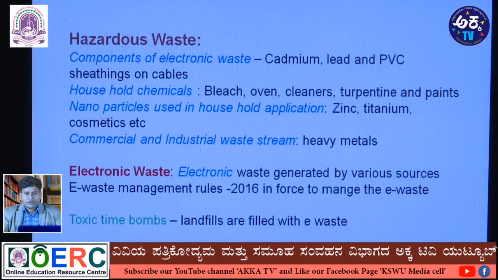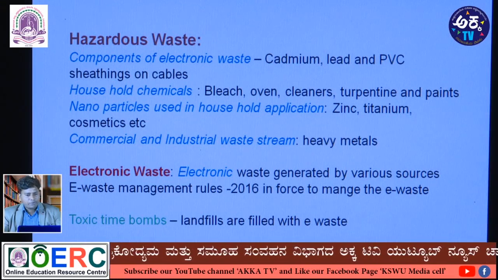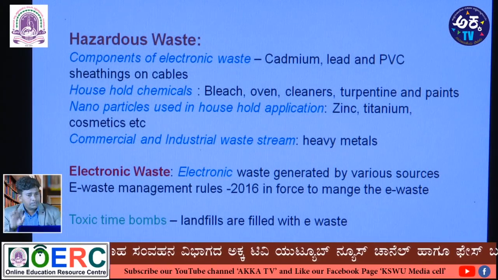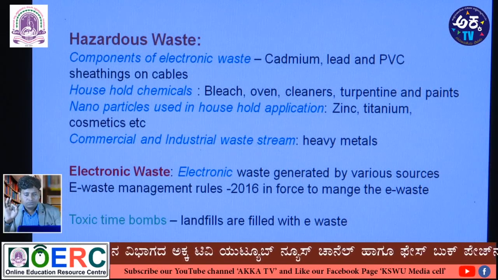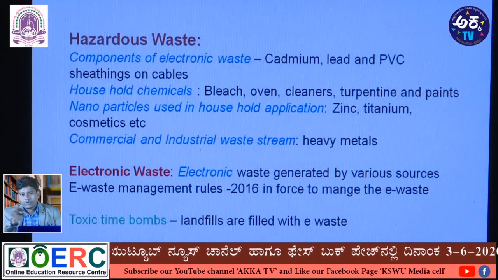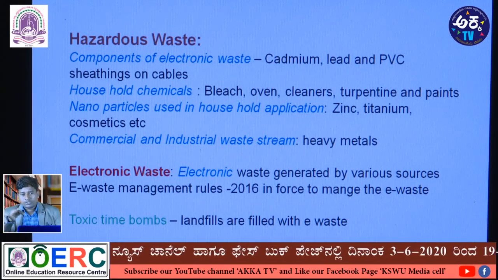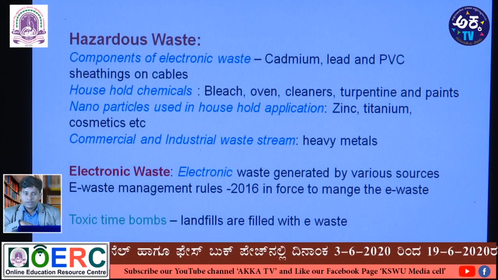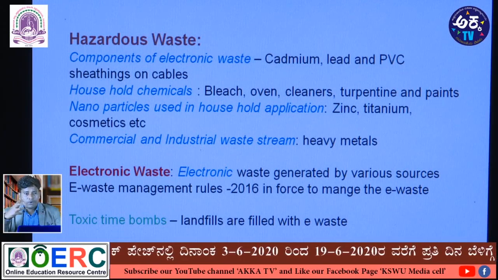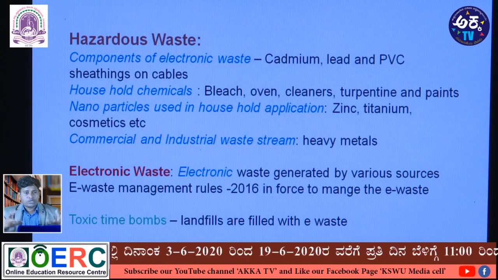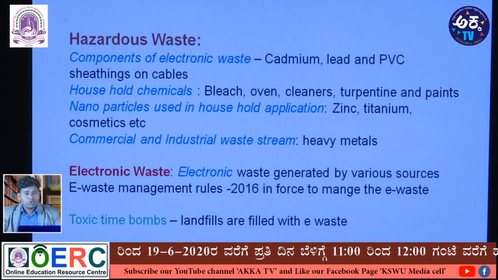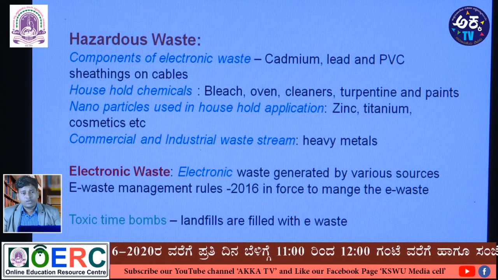We have basically components of electronic waste: the cadmium, lead and PVC sitting on cables. Cadmium and lead are heavy metals, they are hazardous, and they cause health hazards. I think in the previous class I told what causes the cadmium, what causes the lead and what causes the chromium. In pollution, what happens when the lead concentration increases in the water, or what happens when the cadmium concentration is exposed continuously. Different diseases may come when a person has more and more continuous exposure to these heavy metals.